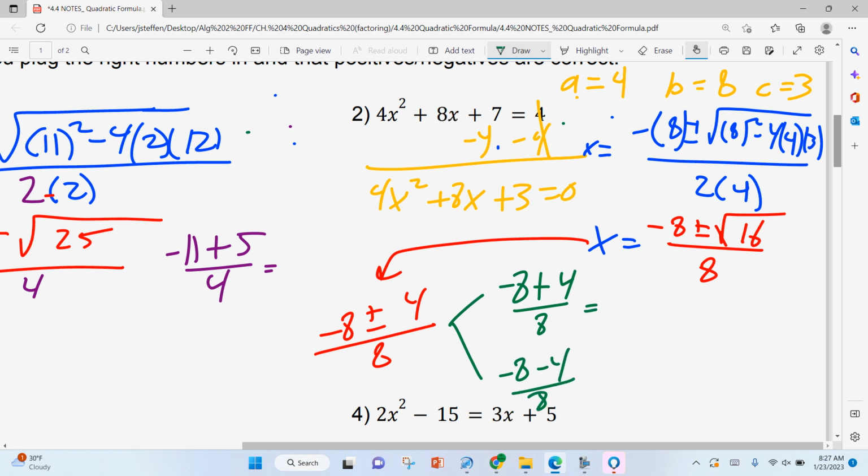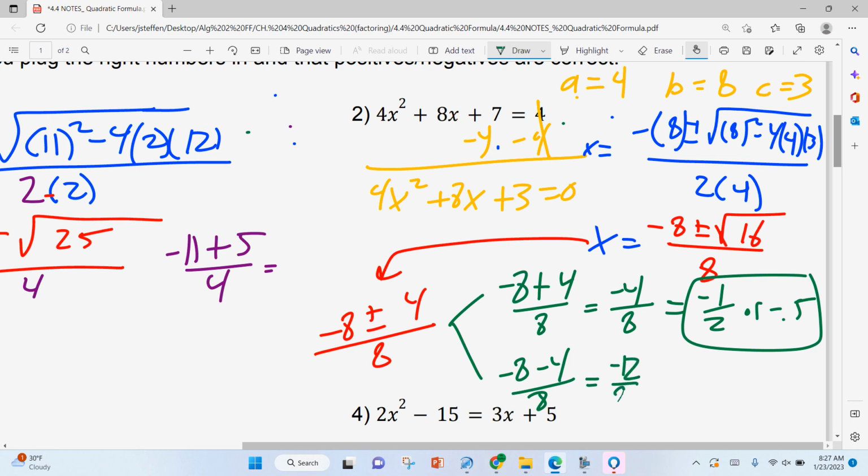Negative 8 plus 4 is negative 4. Again, use a calculator if you need to. If I was making an answer key, I would probably put that in my calculator to double check. Negative 1/2 or negative 0.5. Again, decimals or fractions, doesn't make any difference. Negative 3 over 2 or negative 1.5 is the next one. Negative 8 minus 4 is negative 12. Divide both of them by 4, you get negative 3 over 2, which is negative 1.5.